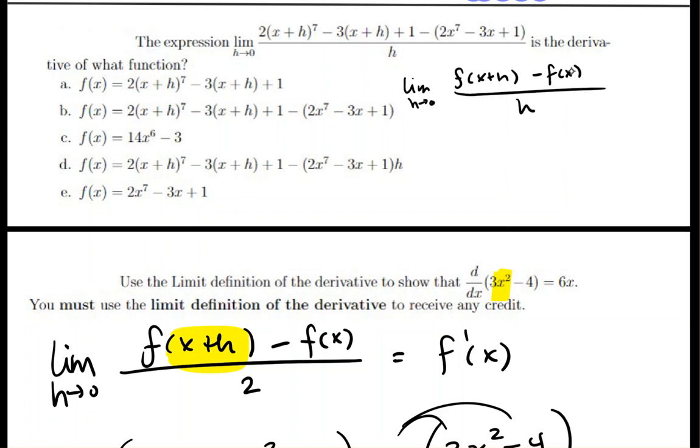So it's going to tell you what function it is if you just look at what you're subtracting. Notice we're subtracting this entire term, so it's the derivative of this function, and indeed we could verify. Notice we've got 2 times (x plus h) to the 7th minus 3 times (x plus h) plus 1. That's exactly f of x plus h minus f of x. So this is representing the derivative for e.